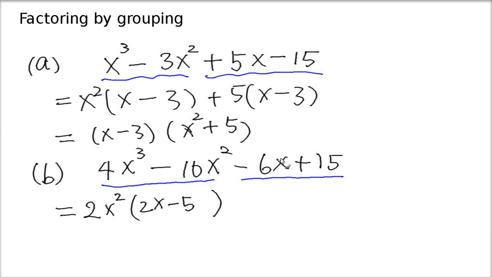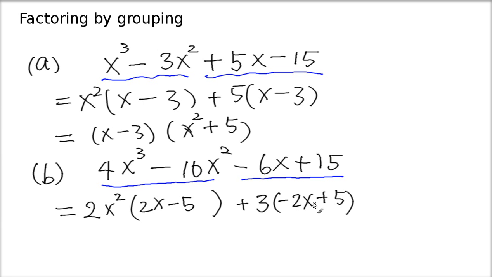In the second group, the numbers are 6 and 15. You see, 3 is the common factor. So if you pull 3 out, what is left over? 3 times, using minus sign, you should have minus 2x. And 3 times 5 is 15.